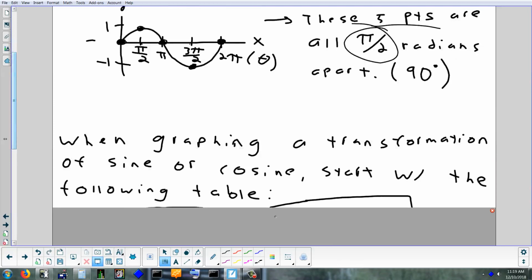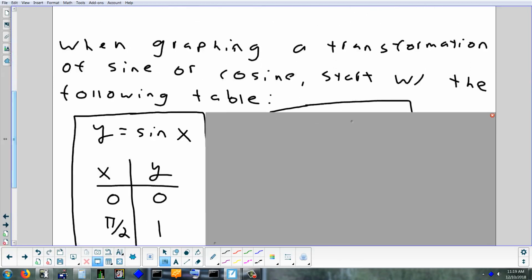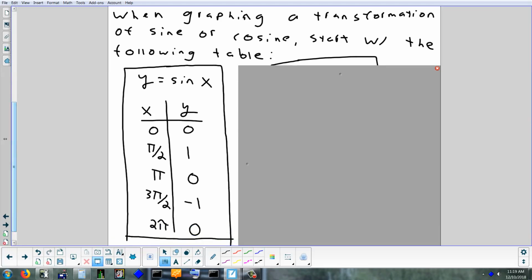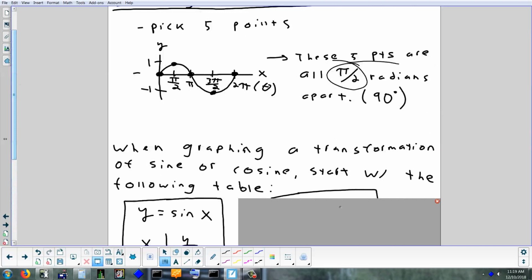So anytime that we graph sine or cosine, the way we're going to do it is we're going to start with this original table. So these tables are going to be our starting point. Once we know where a graph is going to start, we can figure out where it's going to move to. But we got to know where it starts first. So this is your starting table for sine, and it's exactly the picture I have right here. 0, 0, pi over 2, 1, pi, 0, 3 pi over 2, negative 1, 2 pi, you're back at 0.